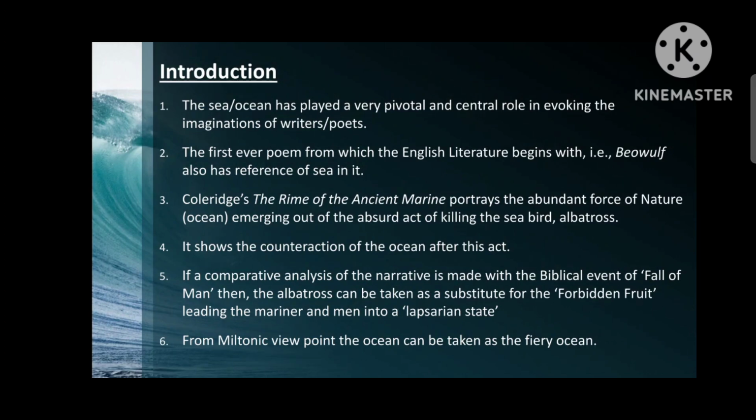Lucifer and the 25% of the fallen angels were thrown into the fiery ocean or the ocean of hell. So in the same manner, these 200 sailors and the ancient mariner were also thrown into this ocean, which is similar to the ocean portrayed in Paradise Lost, right? Fiery ocean, the ocean of hell. So yes, moving forward to another slide.